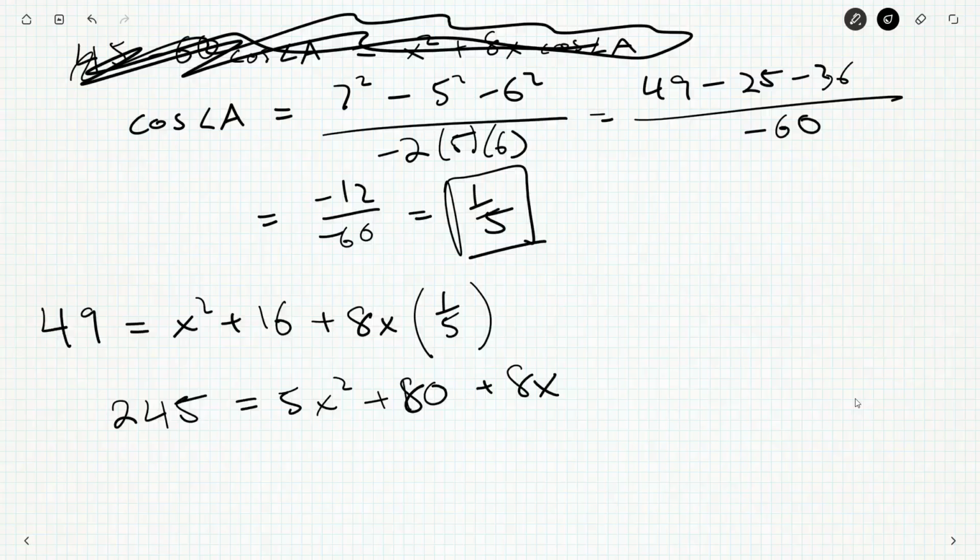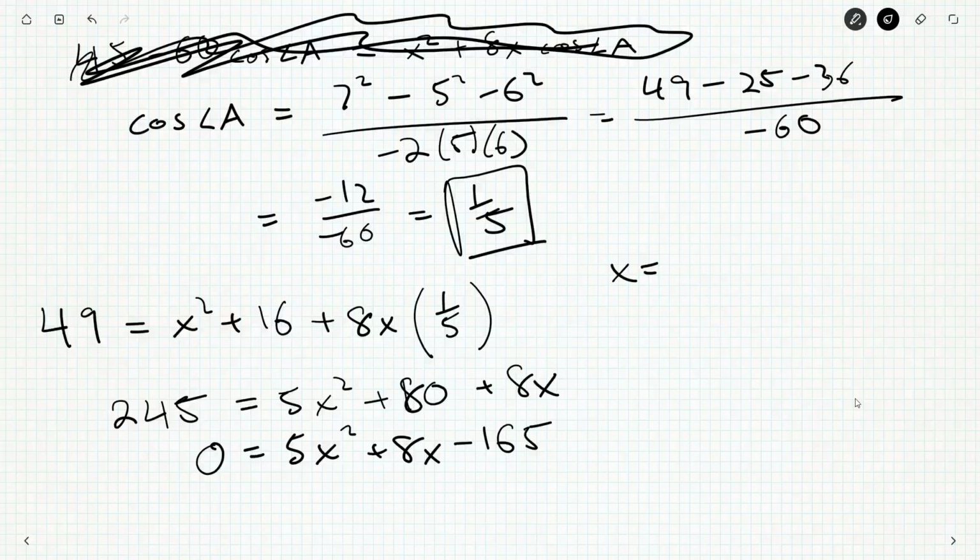I'll just double check 49 on my calculator. 49 times 5, yeah, it is 245. So 245 minus 80, 165. So we've got 0 is 5x squared plus 8x minus 165. Okay. Quadratic formula to the rescue.